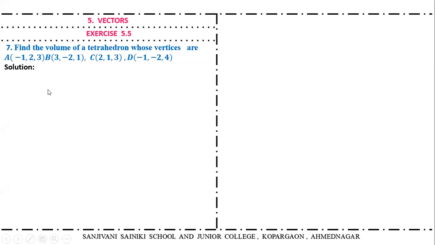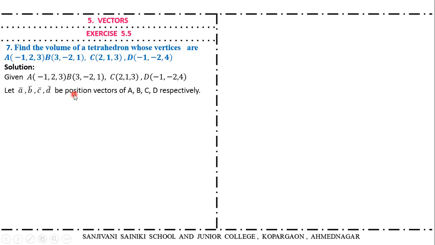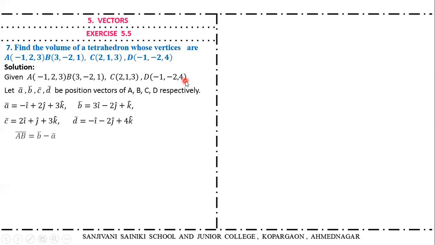The seventh example: find the volume of the tetrahedron whose vertices are given as A, B, C and D. Let A bar, B bar, C bar, D bar be the position vectors of the points A, B, C, D respectively. So A bar is equal to minus i plus 2j plus 3k. B bar is equal to 3i minus 2j plus k. C bar is equal to 2i plus j plus 3k. And D bar is equal to minus i minus 2j plus 4k.